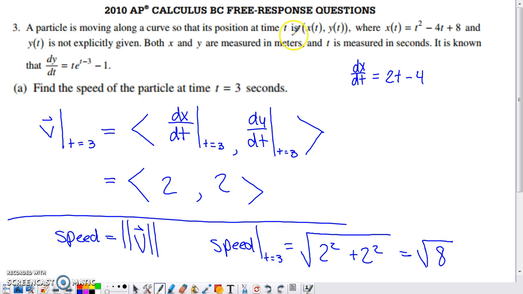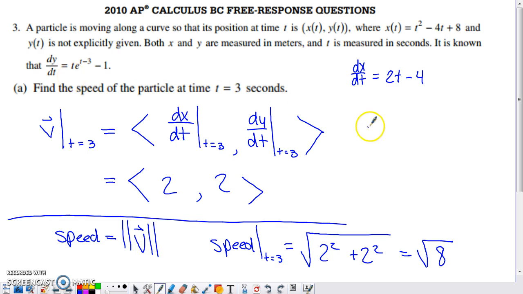Its position at time t is given by x of t for the x component, y of t for the y component. They do provide us with x of t, this little polynomial right here, but then they don't give us y of t. They go on to say that x and y are going to be measured in meters, time is measured in seconds, but then they do provide us with the y component of velocity. So they give us the rate of change of the y component of position, but not the y component of position itself. So we'll just have to make sure we recognize as we progress through this problem, we have access to the x component of position, but we only have access to the y component of velocity.